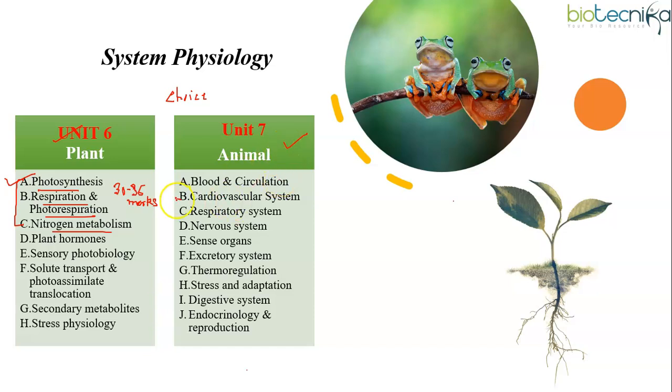From this unit, specifically from subunit B, that is cardiovascular system, questions are often asked. Direct questions can be asked, or in combination with unit 13 techniques like ECG can also be asked. This unit carries a weightage of 5% in part B and also 5% in part C.